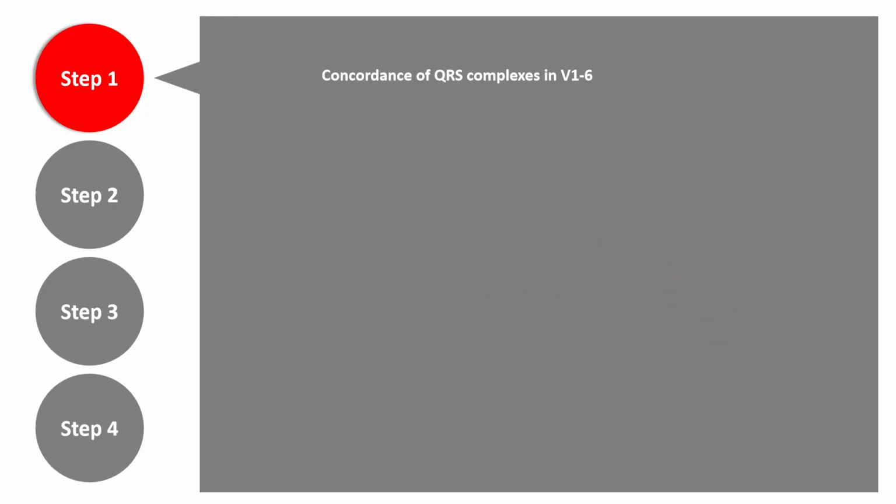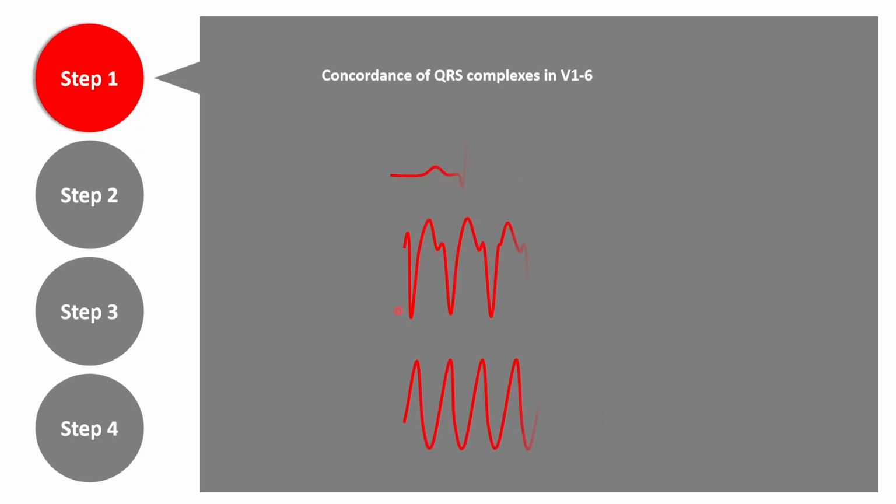So to summarize this step 1, let me show you all the three different patterns that I have talked about so far. First of all, there is a normal ECG where the QRS complex is discordant. This is not a VT. If there is a negative concordance or a positive concordance in all the chest leads V1 to V6, highly likely to be VT according to Brugada criteria. So that is step 1.